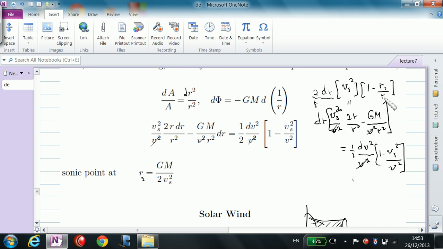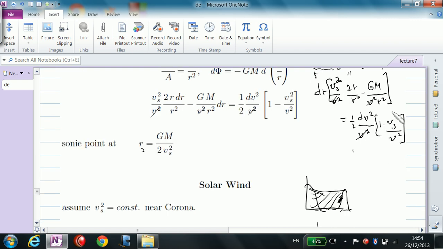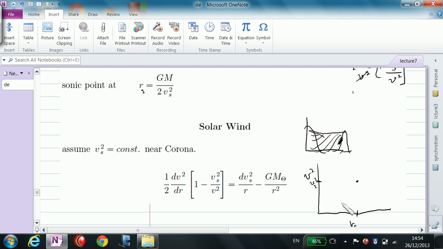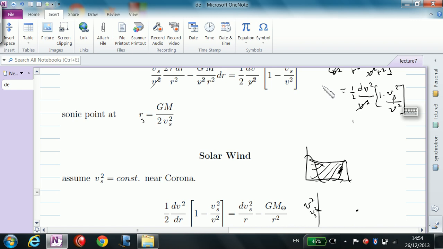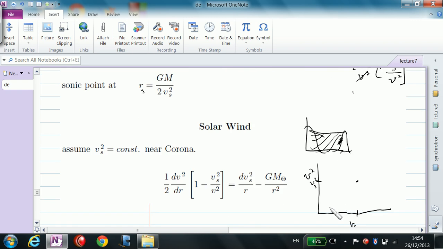Anyway, when r is less than rs, this is negative. And when v is less than vs, then this coefficient's negative, so both coefficients are negative, and that means that dr dv squared is positive. You got it, because these have the same sign, therefore these have the same sign. Or they could both be negative. So the point is, I have all these curves.